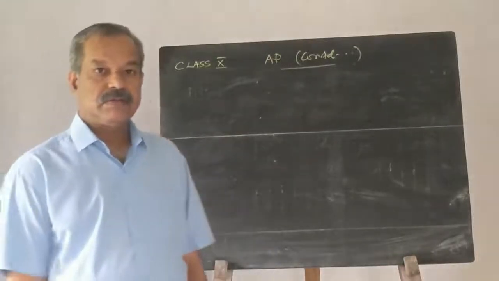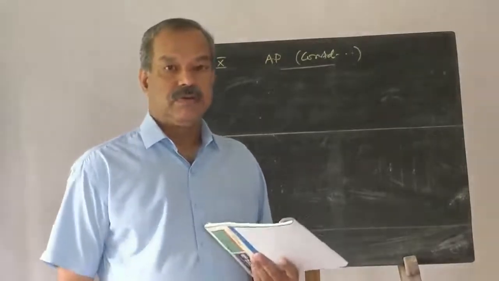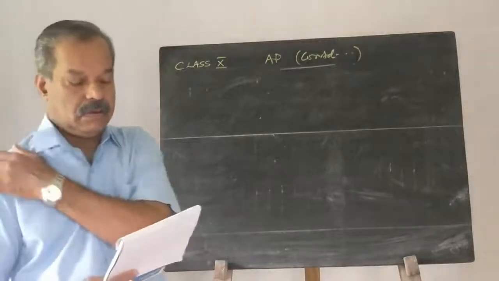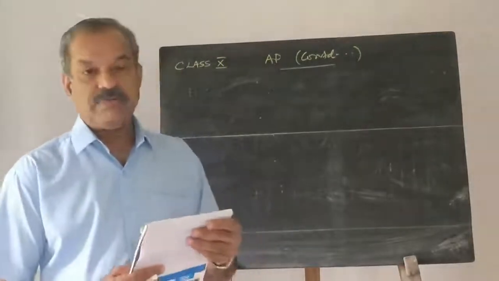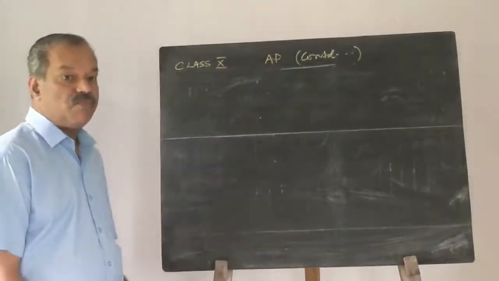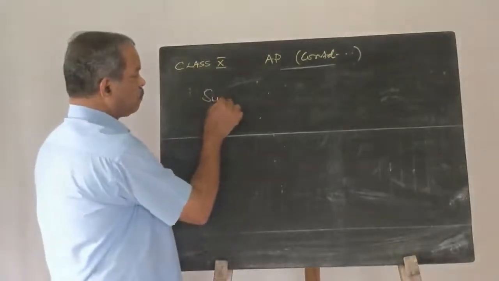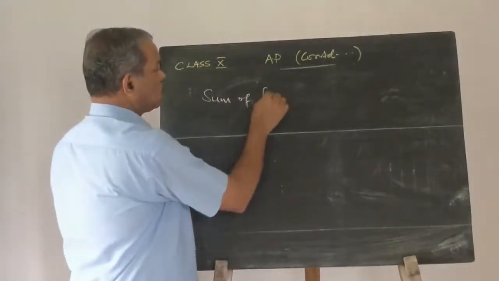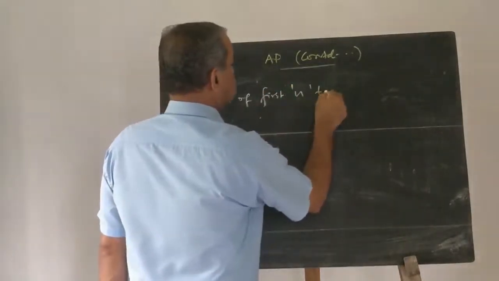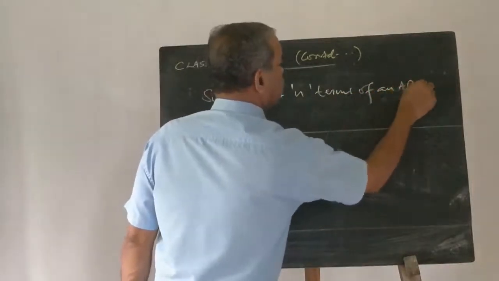We have learned what an arithmetic progression is, also how to find its nth term. Now today we are going to discuss the sum of first n terms of an AP. Sum of first n terms of an AP.